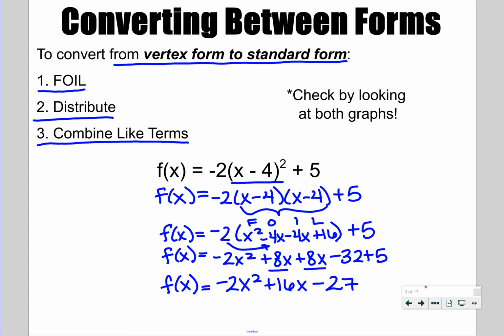And again, that's what we're looking for in standard form. A number in front of the x squared, a number in front of the x, and then a constant, a number by itself. So that's our A, B, and C respectively: -2, 16, and -27.